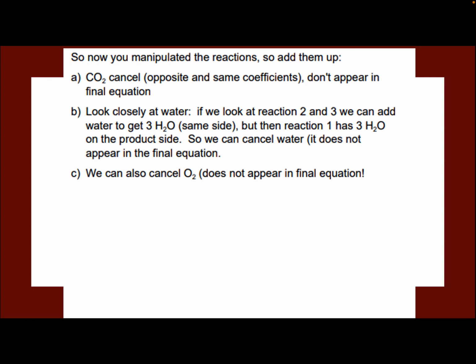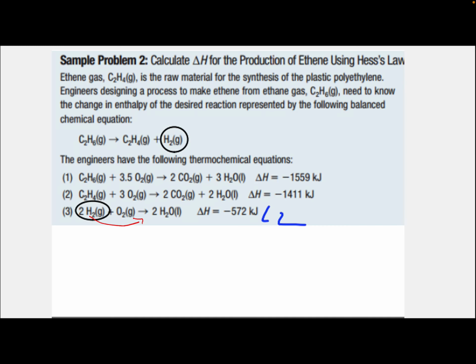Okay, and then we can also cancel O2 because this does not appear in the final equation. So always check the coefficients of all the entities in your equation, to make sure that if you see any, they must be adjusted by a factor so they can equal the coefficient in the desired equation. So therefore, we're going to have to multiply the change in enthalpy by the same factor, so make sure we're always doing that.